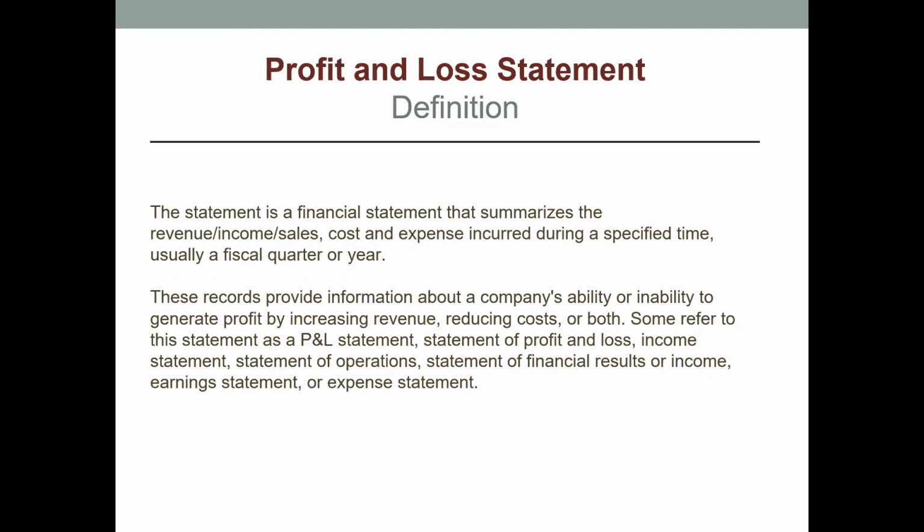What is a profit and loss statement? The statement is a financial statement that summarizes the revenue, income, sales, costs, and expenses incurred during a specific time, usually a fiscal quarter or year. These records provide information about a company's ability or inability to generate profit by increasing revenue, reducing costs, or both. Some refer to the statement as a P&L statement, statement of profit and loss, income statement, statement of operations, statement of financial results or income, earnings statement, or expense statement.